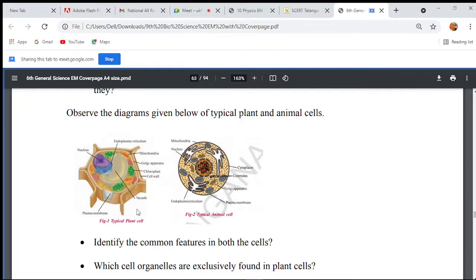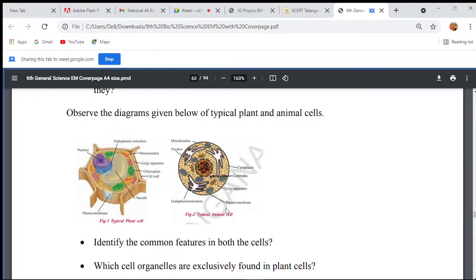Next, which part? Mitochondria. Mitochondria is present in a typical plant cell and mitochondria is also present in a typical animal cell. Next point, Golgi complex. Both. Golgi complex is present in both typical plant cell as well as in animal cell. Next, you see chloroplast. Chloroplast, where is it present? It is present in plant cell.